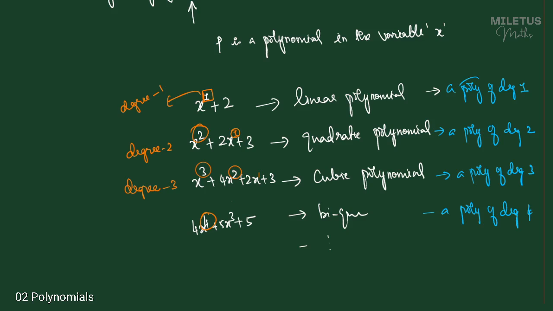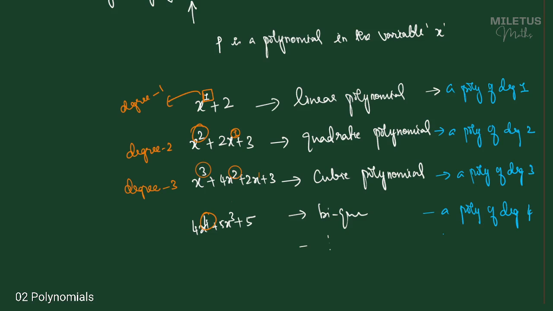Note that I have simply written poly, but I have mentioned polynomial. So make sure when you're taking notes, you write polynomial instead of poly. All right. So that's a small introduction about polynomials. This is what we have learned so far.